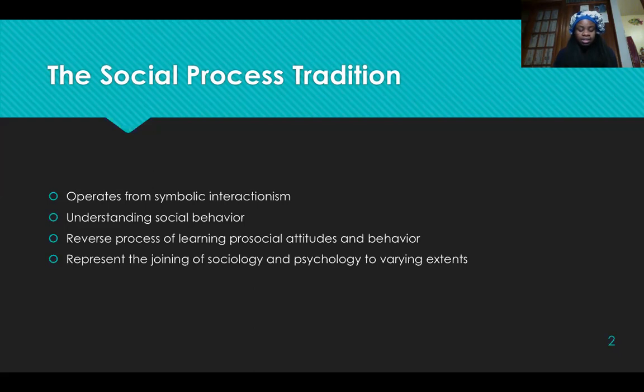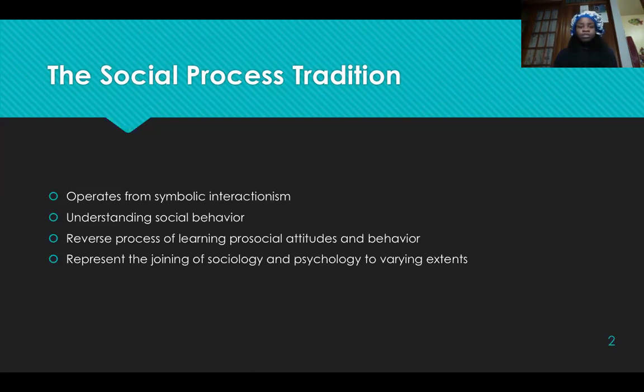Social process theorists believe that if we wish to understand social behavior, we have to understand how individuals subjectively perceive their social reality and how they interact with others to create, sustain, and change it. Some process theories focus on the reverse process of learning pro-social attitudes and behavior in the face of temptation to do otherwise. All social process theories represent the joining of sociology and psychology to varying extents.